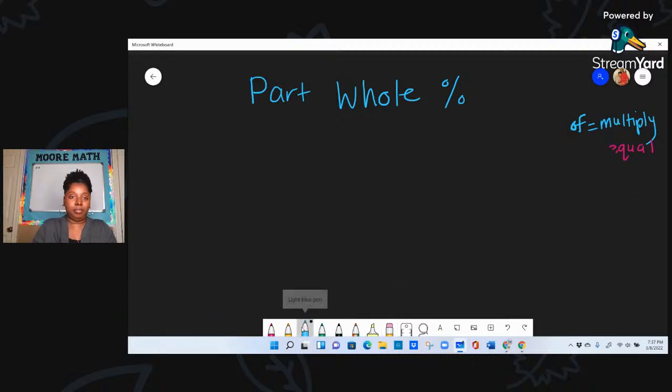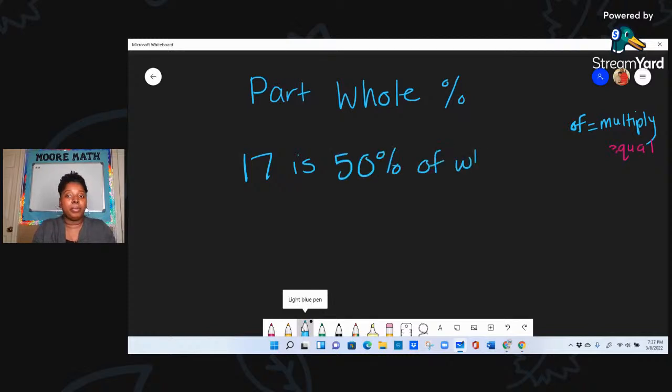17 is 50% of what number? For those watching, if you think you can solve it, go ahead and solve it. 17 is 50% of what number?